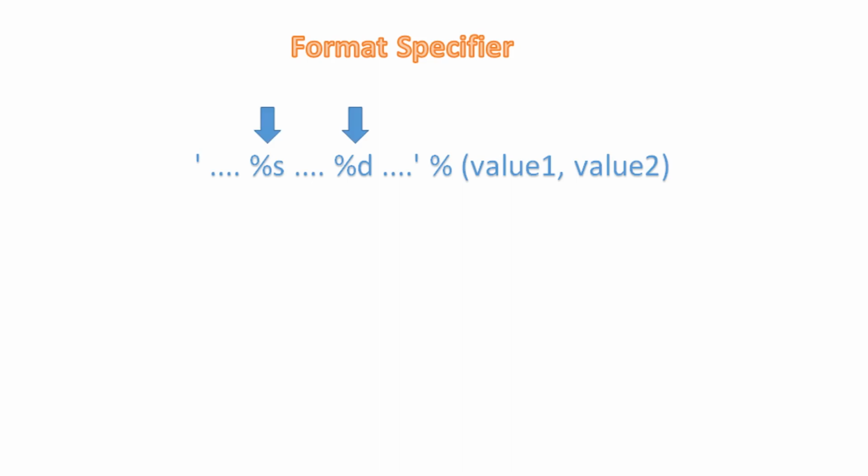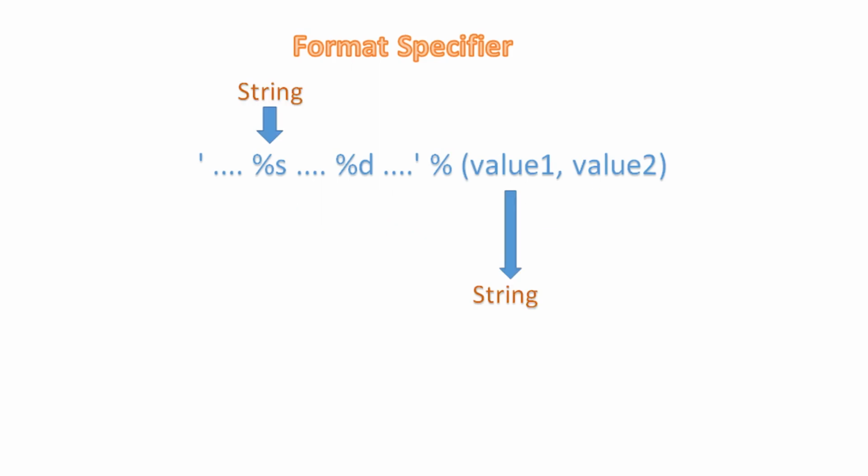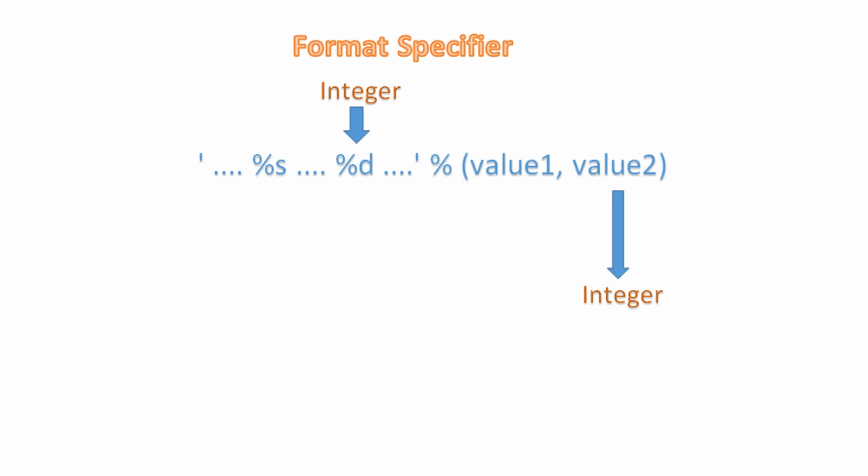Here inside the string, I am using two format specifiers, %s and %d. And I am passing two values, value 1 and value 2, enclosed in parentheses separated by comma. A percentage symbol is used to concatenate values and string. %s will be replaced by value 1 and %d will be replaced by value 2. And the data type of value 1 must be a string type and data type of value 2 must be an integer type.